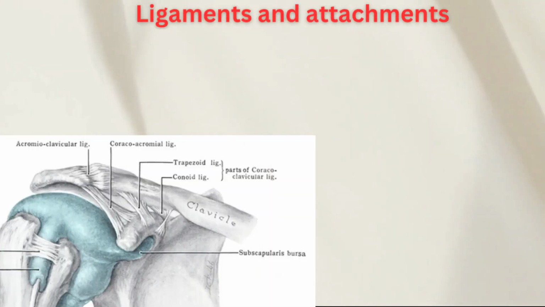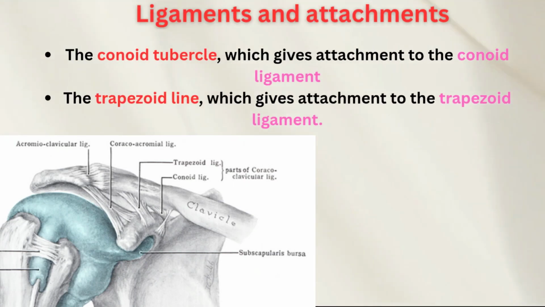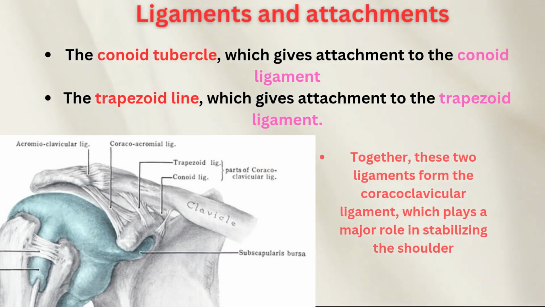Ligaments and attachments. On the inferior surface of the clavicle, there are two important landmarks: the conoid tubercle, which gives attachment to the conoid ligament, and the trapezoid line, which gives attachment to the trapezoid ligament. Together, these two ligaments form the coracoclavicular ligament, which plays a major role in stabilizing the shoulder.